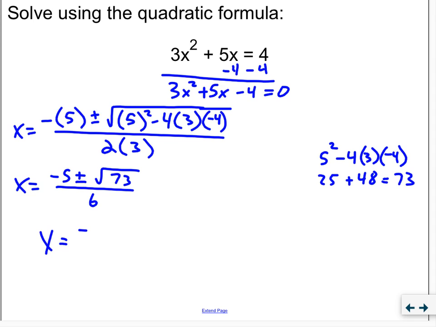If you want to even write it as negative 5 over 6 plus or minus the square root of 73 over 6, either answer is good. But I just want to show you there's a couple different forms for it.